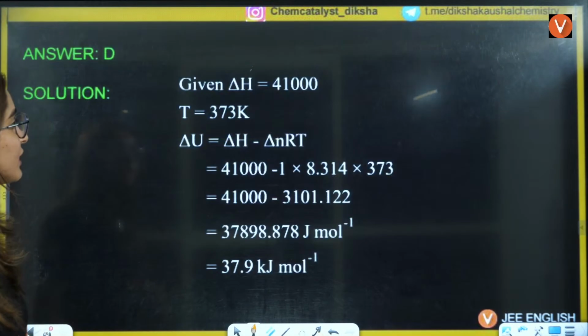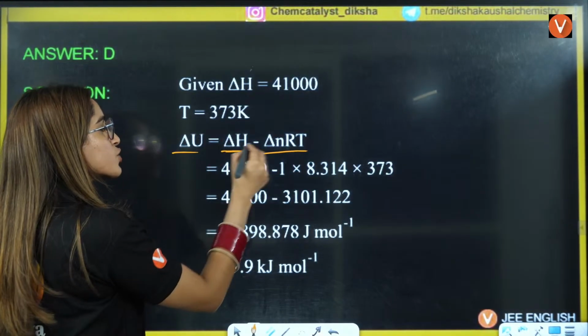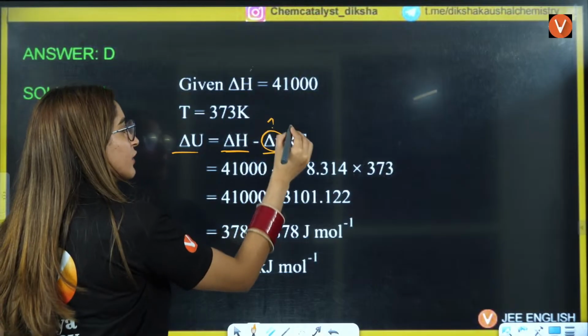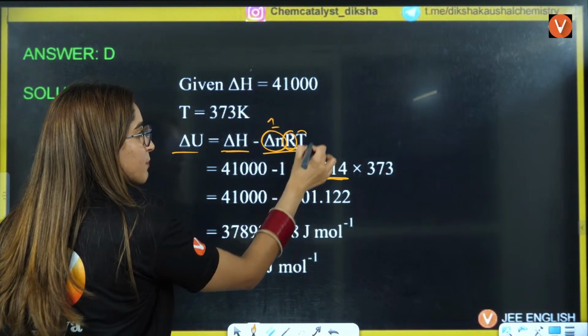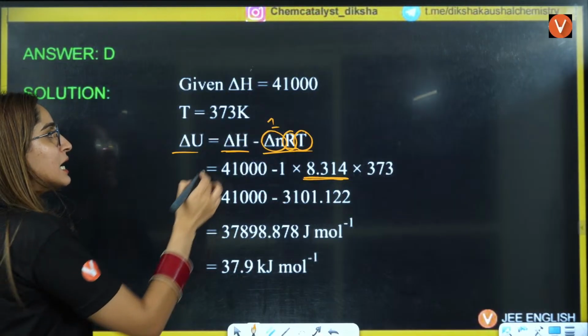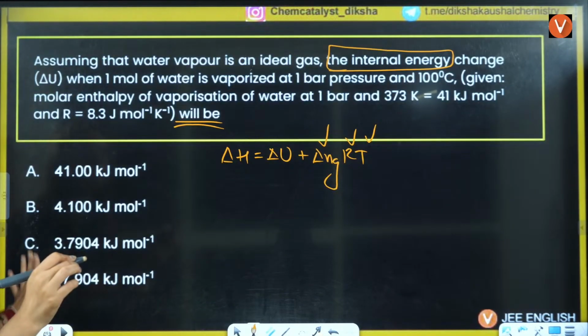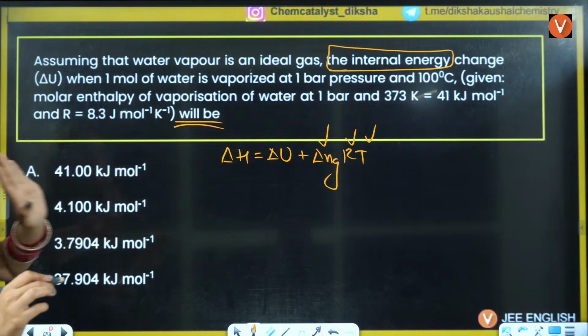That means delta U they are asking you, that is delta H minus delta NG RT. So we know that delta Ng is given to be 1 mole, so that is already given, 1. R, whenever you're talking about energies, will be 8.314. Temperature is given to you, that is 100 degrees. Delta H is also given to you, you can see this here, that is given to be 41 kilojoule per mole.